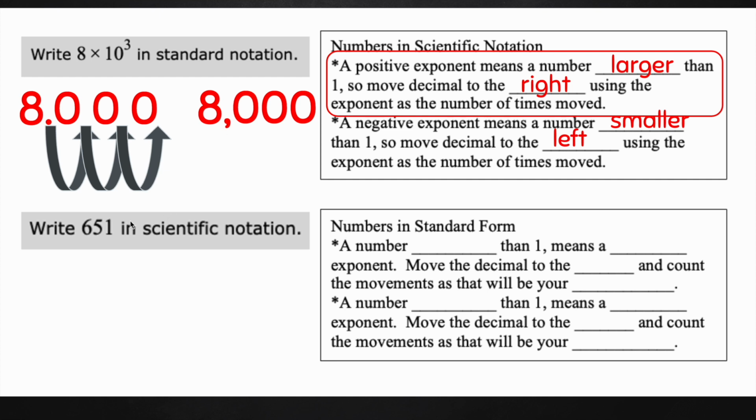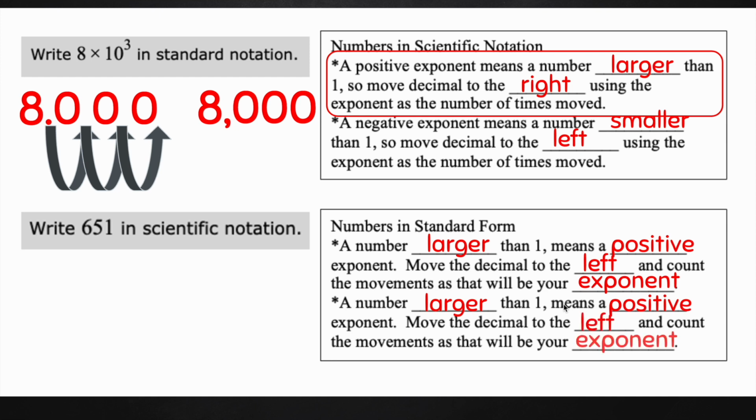All right, so now we're going to write 651 in scientific notation. A number larger than 1 means a positive exponent. Move the decimal to the left and count the movements, as that will be your exponent. This should be smaller. Darn it, that's a typo. Smaller than 1 would mean a negative exponent, and we would move to the right. So I'll fix that. This should be smaller, negative, right. That was just an oops typo on that one.